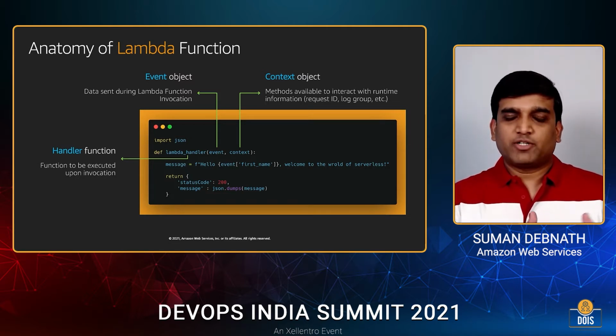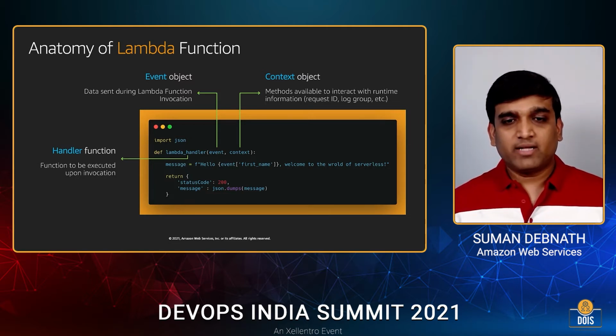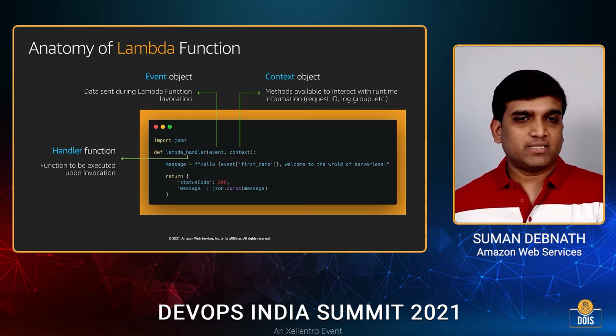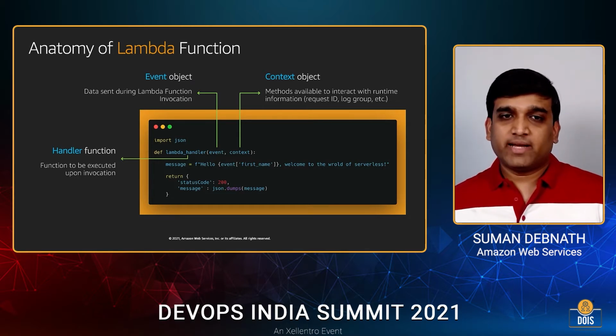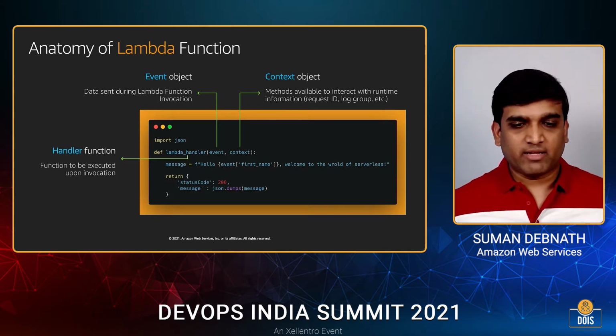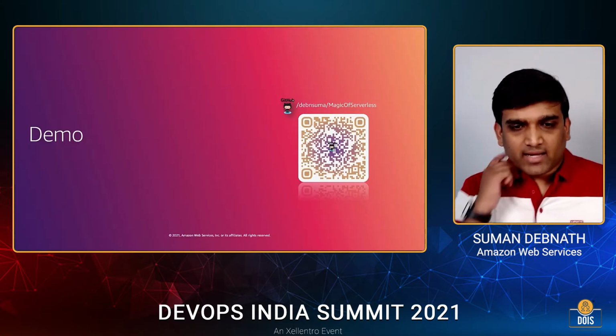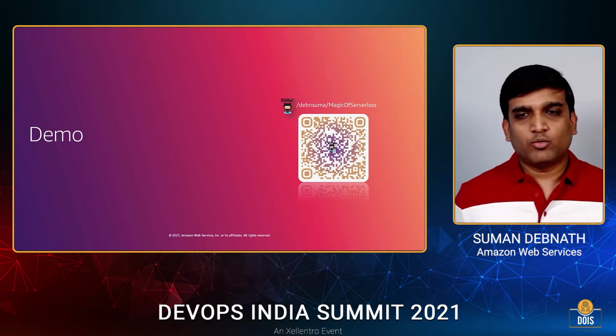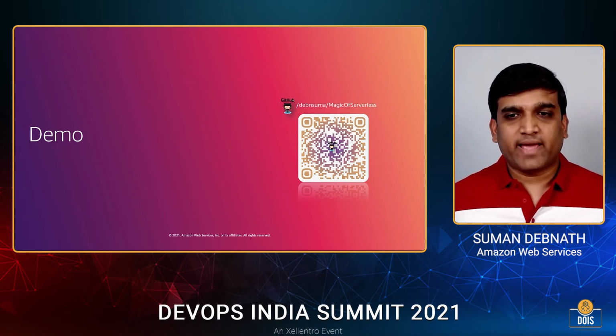You have a Lambda function which gets triggered whenever there is an event, and it contains two objects. One is the event object and the other is the context object, where the event object contains all the details about the event, and the context object contains the metadata information of that event. So with that, let's go to the console and see it all in action.